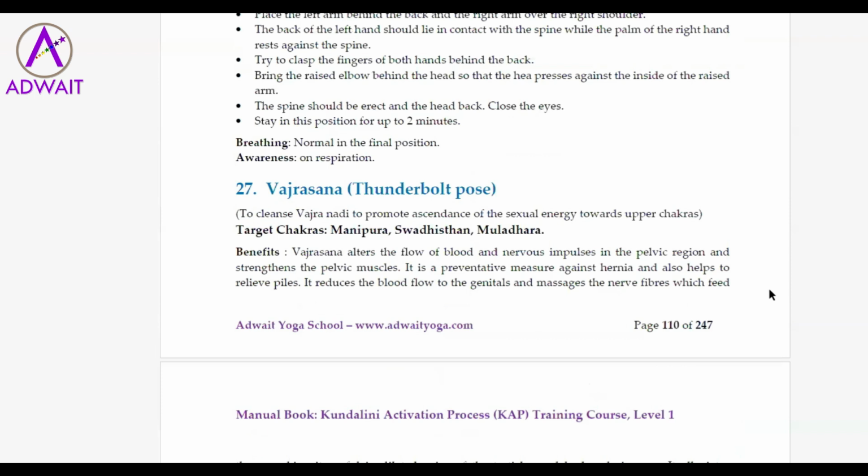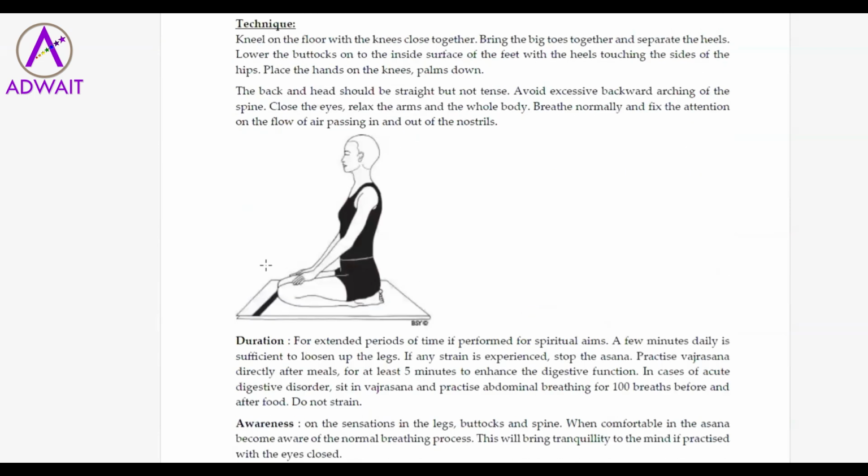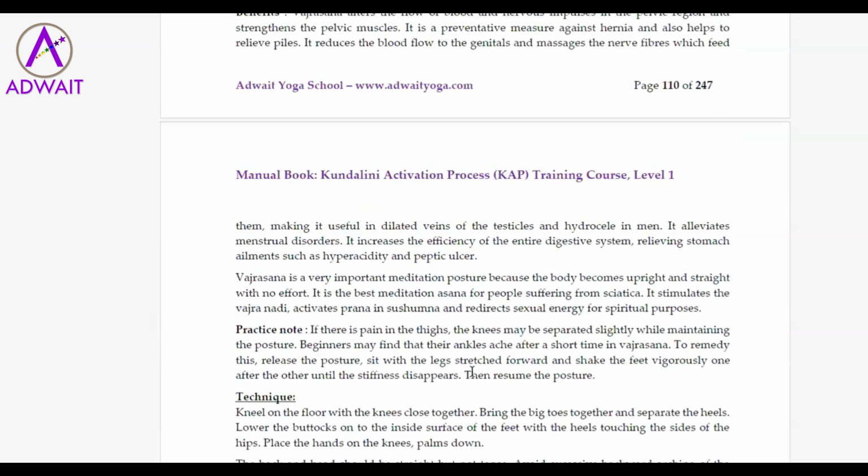Number 27 is Vajrasana, page number 110. The 27th asana is called Vajrasana. And Vajrasana targets Manipura, Swadhisthana, and Muladhara Chakra. And you see the posture. This is the posture. Page number 111.